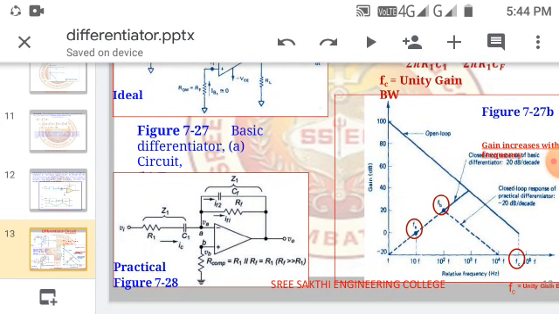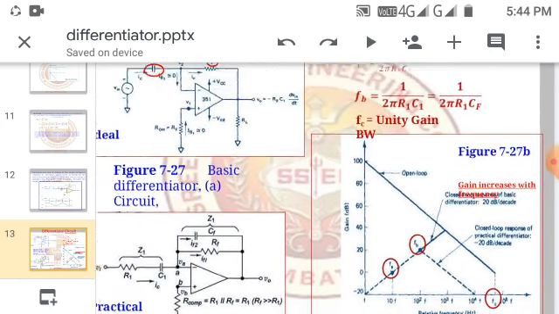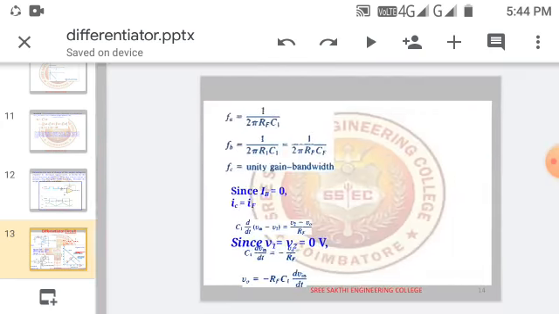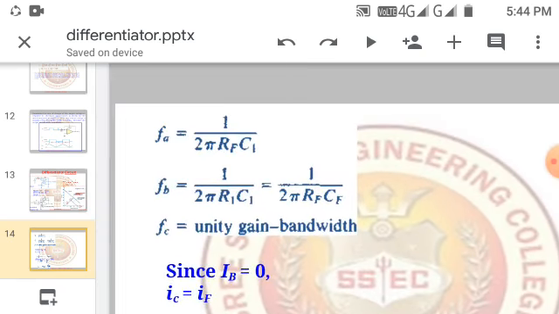So the differentiator is used as a high pass filter, right? The figure shows that there is a roll off in the frequency versus the gain. So the gain is on the vertical axis, and frequency is on the horizontal axis. If I take the two frequencies FA and FB, I can calculate the FC, which is nothing but the unity gain frequency. So FA equal to 1 by 2 pi R1 C1 and FB is equal to 1 by 2 pi RF C1, that is equal to 1 by 2 pi RF CF.